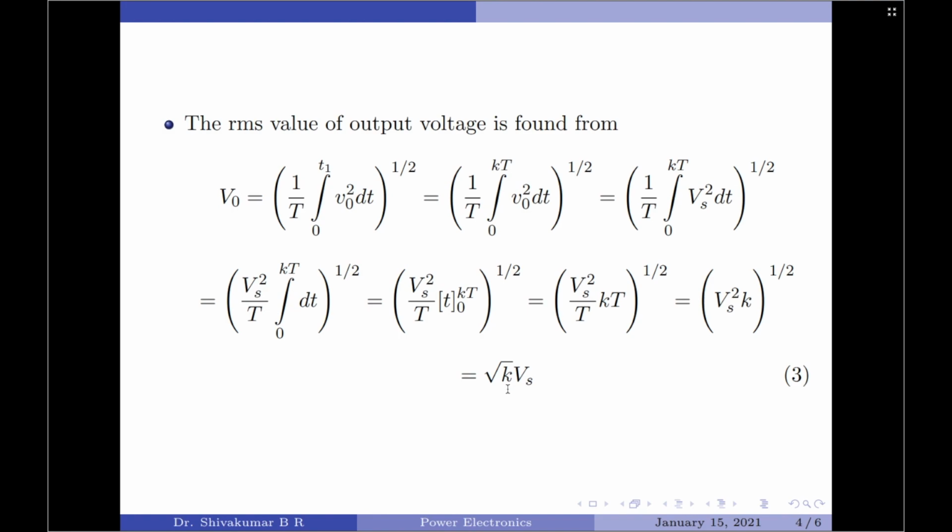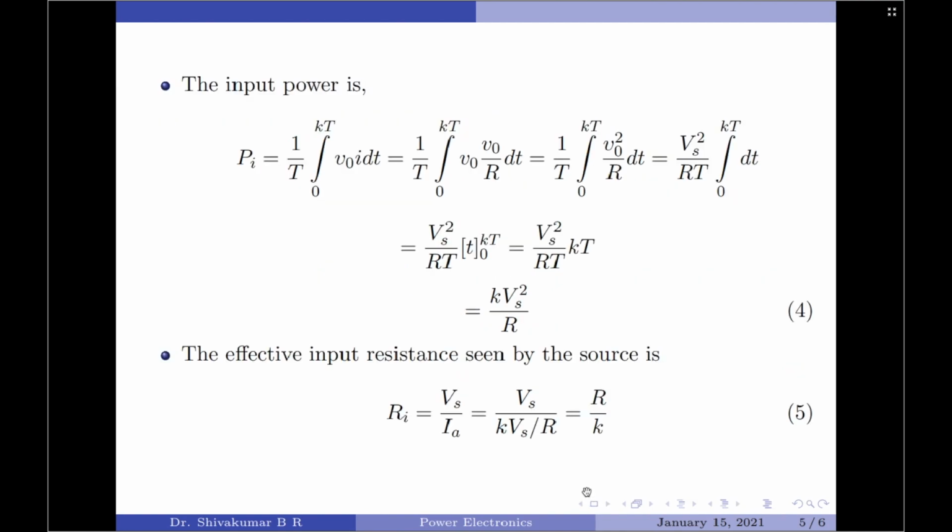Here K, as we know, is the duty cycle, and it can be varied from 0 to 1 by varying the value of the chopper on time T1. Therefore, the output voltage V naught when the duty cycle K is varied between 0 to 1 will result in 0 or Vs itself. Now, I will find the input power.